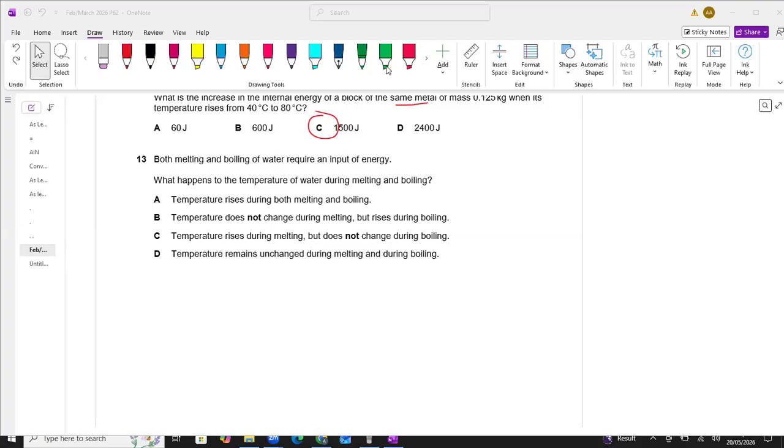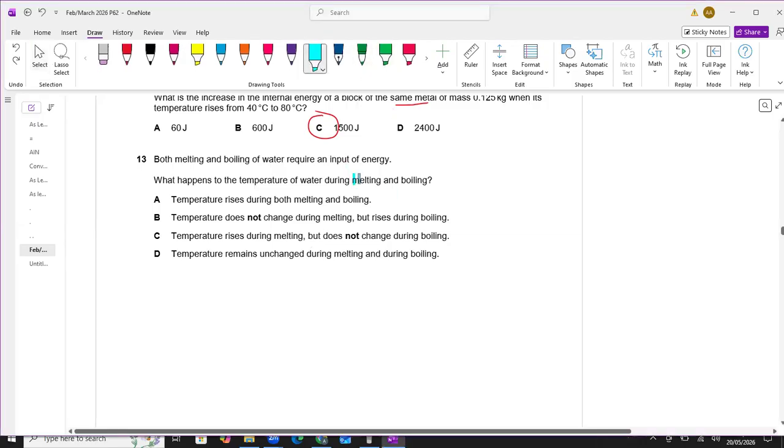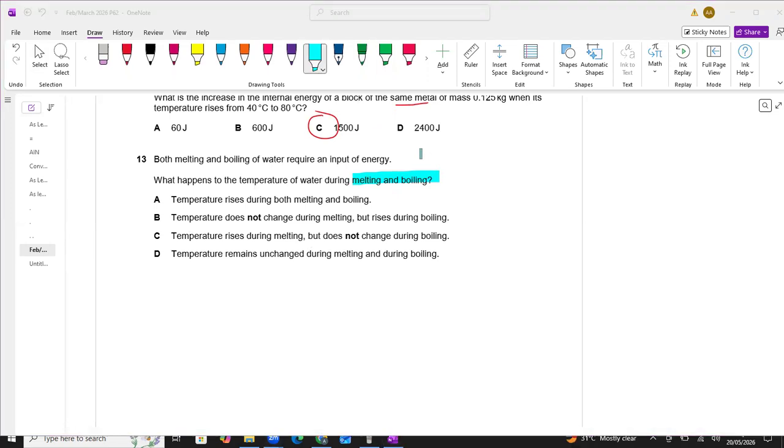So let me tell you this thing, students. Whenever the object is melting and boiling, there is no change in temperature. Temperature will remain constant, because we know that during boiling, the energy absorbed by the substance is used to break the bonds between the molecules. So it means there is no change in temperature.